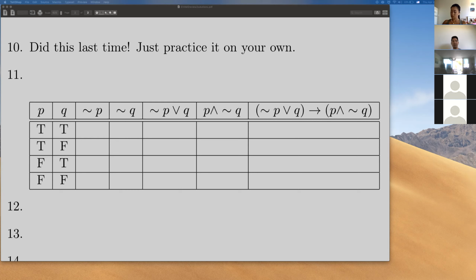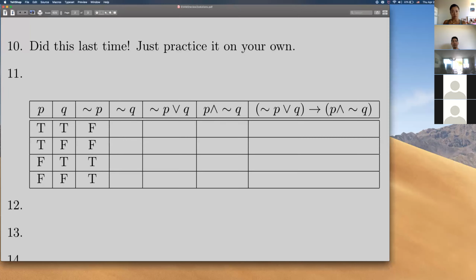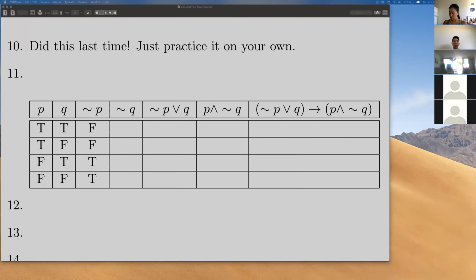Okay, let's go. Let's fill this thing in. So not P, all we're doing is reversing the original P. So if it was true, true, false, false, now it's going to be false, false, true, true, right? So it should look like that. And then Q, reversing that to not Q, it's going to change to false, true, false, true.